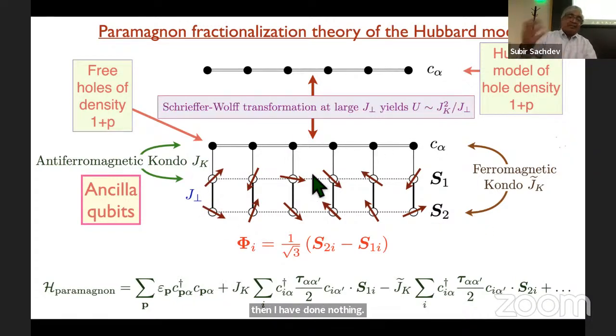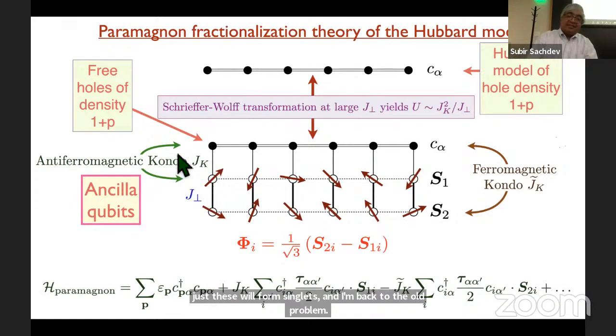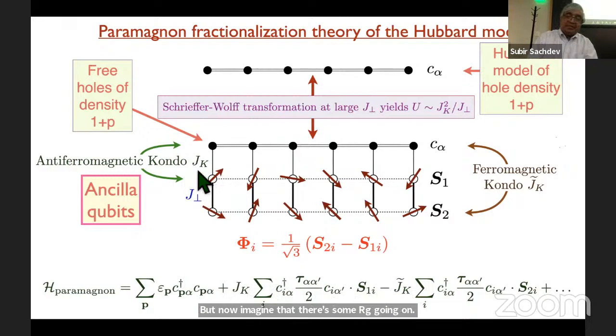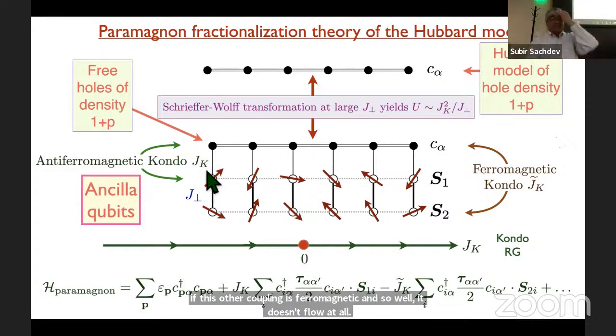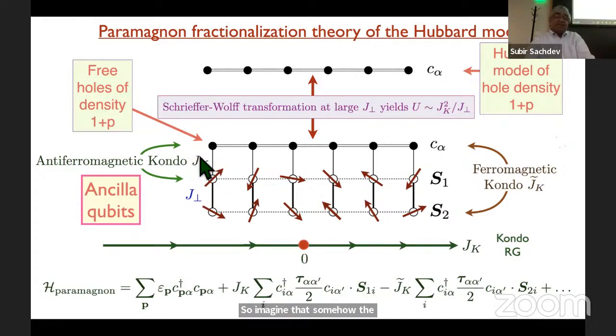But now imagine that there's some RG going on. And we know in RG, this Kondo coupling, JK, becomes strong. So imagine that this JK runs off to infinity under some RG, whereas this other coupling is ferromagnetic, and it doesn't flow at all. So imagine that somehow the system goes to a regime where JK is much bigger than J perp. What do you get then? Well, I claim you get the pseudogap.